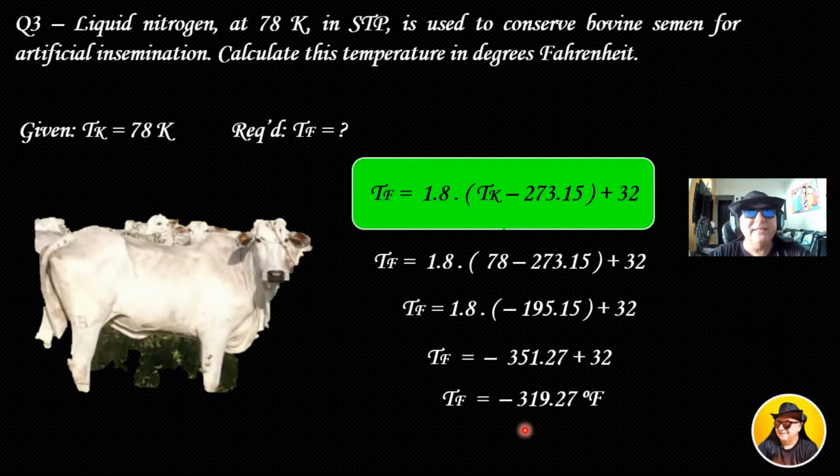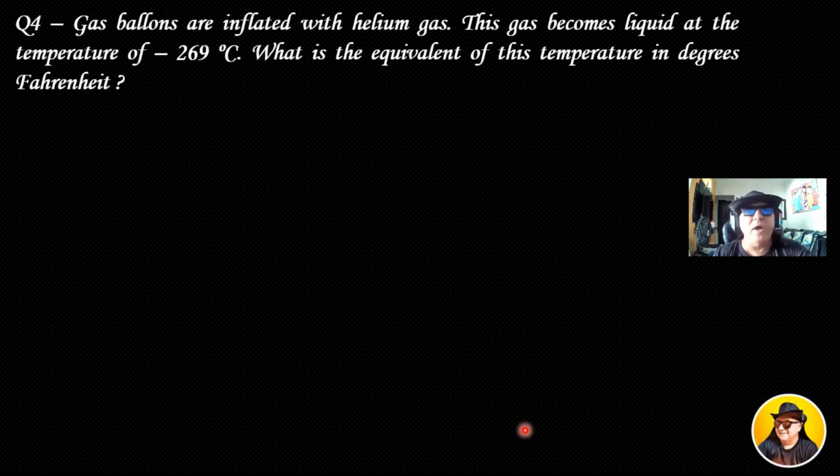So far, so good. Let's go to question number 4. We have 6 questions to be done. So question number 4 is, gas balloons are inflated with helium gas. This gas becomes liquid at the temperature of minus 269 degrees Celsius. What is the equivalent of this temperature in degrees Fahrenheit?